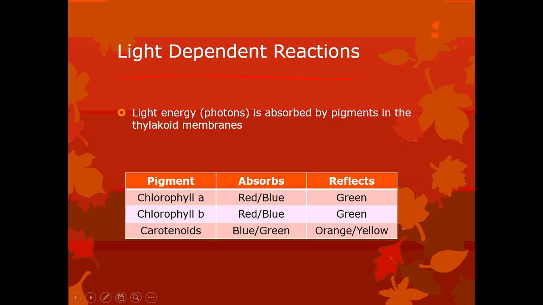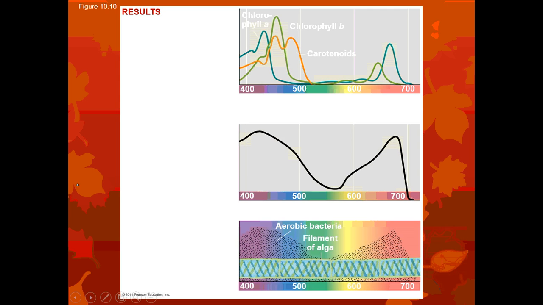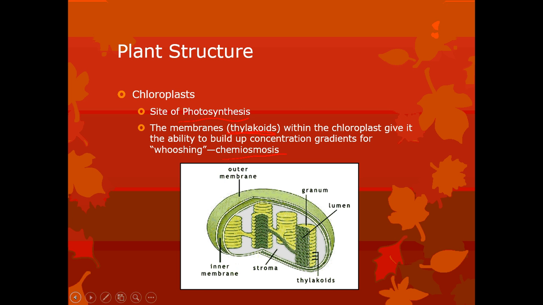Okay, let's break down the reactions. The light-dependent reactions. The light energy, or something called photons, are going to be absorbed by pigments. Remember, the main pigment is going to be chlorophyll in the thylakoid membranes. So going back to your diagram, that's going to be right in here, in the membranes here. Those are where the light reactions are going to happen.